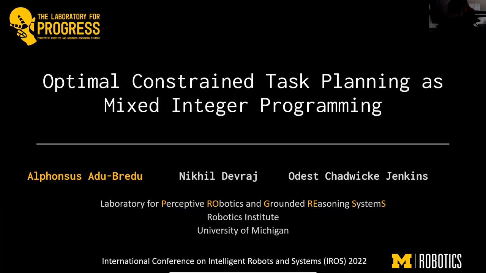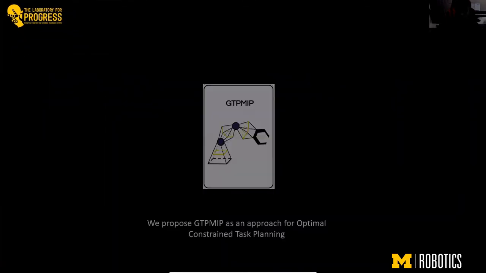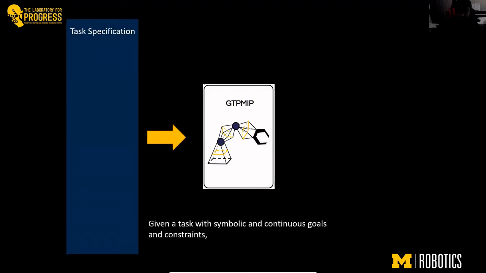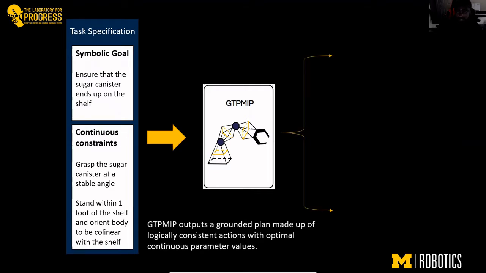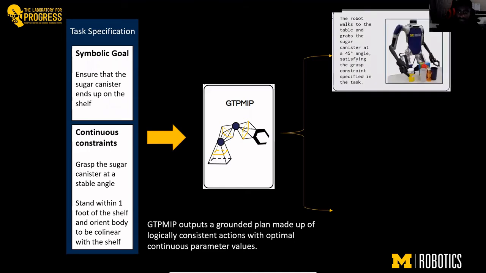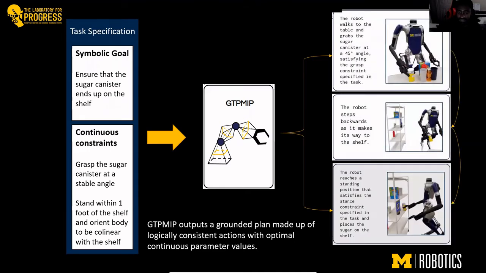I present here today our work on optimal constraint task planning as mixed integer programming. In this work, we propose GTP MIP as an approach for optimal constraint task planning. Given a task with symbolic and continuous goals and constraints, GTP MIP outputs a grounded plan made up of a logically consistent sequence of actions with optimal continuous parameter values.